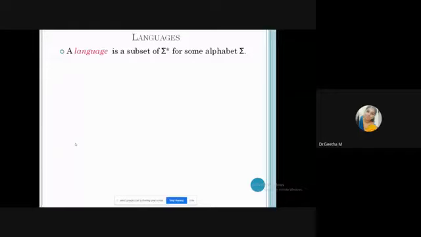So the last one, language. A language is again a subset of sigma closure, not including all the strings. For example, as I already explained, a set of strings. Suppose we say this is an example of a language: a set of strings of zeros and ones. The property of this language is that it consists of zeros and ones.